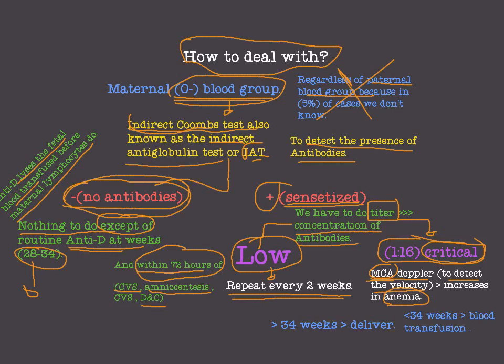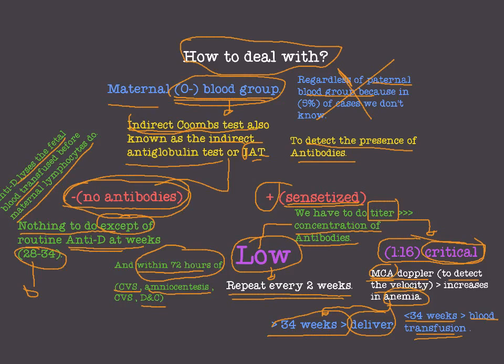If the gestational age of the fetus is above 34 weeks, the management is to deliver the baby. But if it is below 34 weeks, what we do is a blood transfusion, wait for 34 weeks, and then deliver the baby. That's how we deal with isoimmunization.